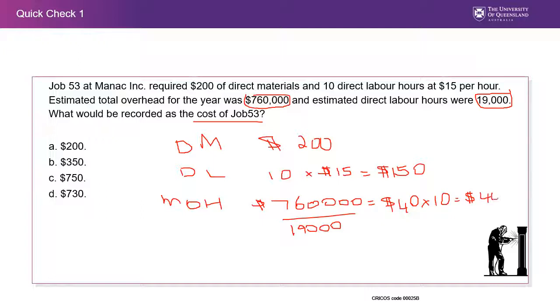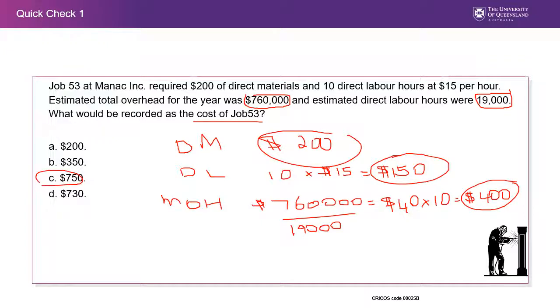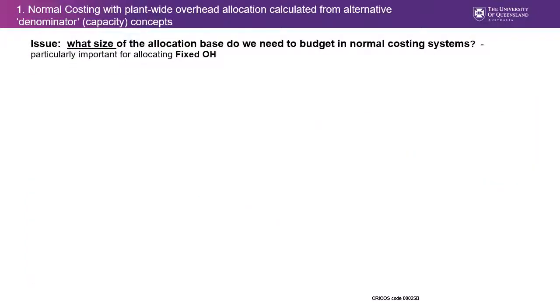And if we add the manufacturing overhead that we allocate to the direct labour, to the direct material cost, we know that the cost of the job is $750. So that's just normal costing using a plant-wide rate, a single rate. And part of the issue when you're calculating your budgeted overhead rate is what is the size of the allocation base that we need to budget in the normal costing system.